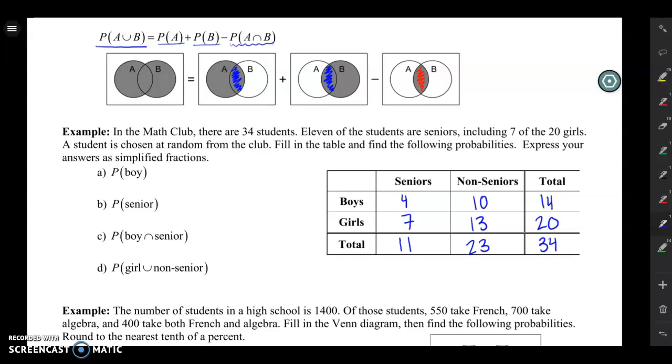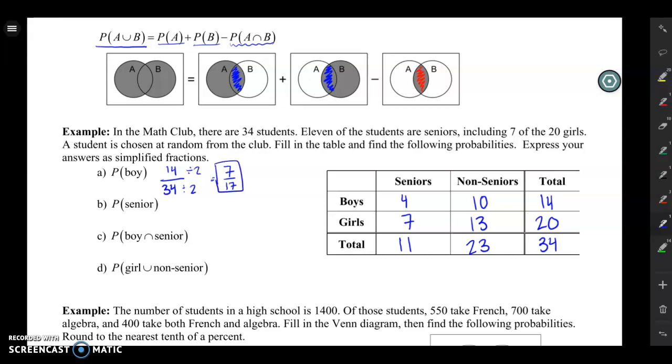So basically I'm going to get all my math club together in the same room, and I am going to randomly choose someone. The probability of choosing a boy means that I'm going to want to look at how many boys there are. So there are 14 boys out of the total number of kids that are in there, so 34. So there's a 14 out of 34 probability that when I choose a random student, it's going to be a boy. And I am going to want to simplify these fractions. Always give me simplified fractions. So I'm going to have 7 over 17. Okay, and that's the probability of choosing a boy.